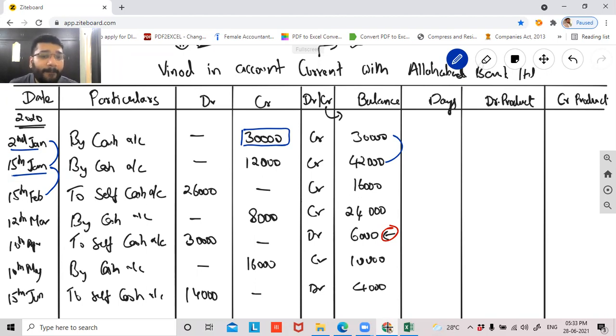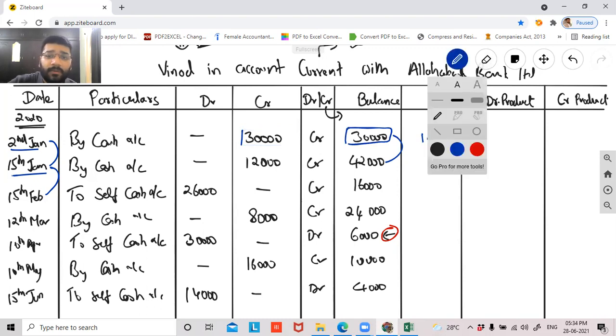13. Everybody calculate: 15 minus 2, 13 days. All of you agree? Any difficulty? Please tell me. Technically speaking, guys, interest will be calculated only on this balance amount. So the bank has enjoyed this 30,000 rupees for 13 days.